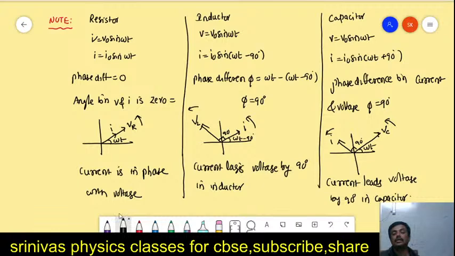Okay, this is AC through a resistor, inductor and capacitor, very important topics. And the current equations we have to derive by supplying the AC to the resistor, inductor and capacitor. Okay students, thank you to all.